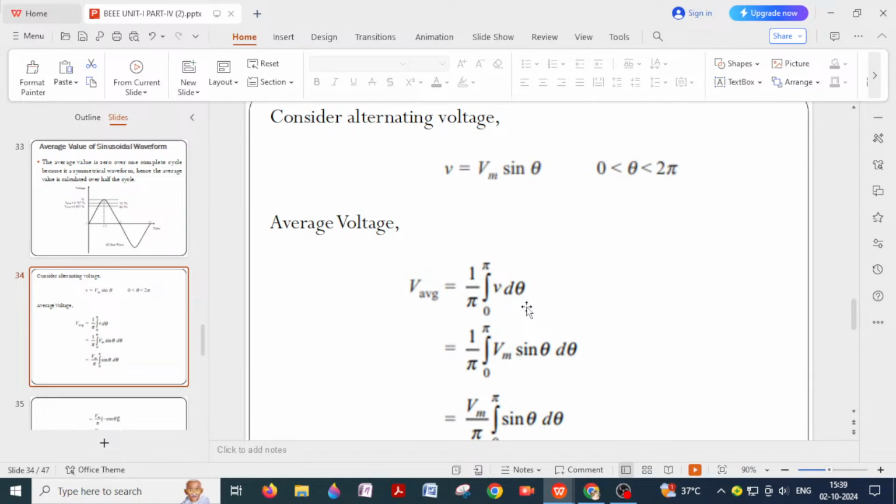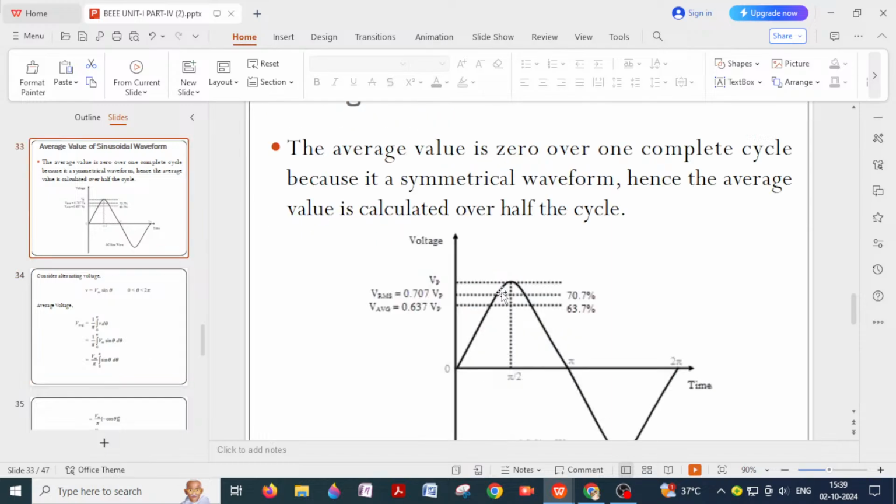So what is V? V is Vm sin theta. So instead of V, substitute Vm sin theta, and you will get 1 by pi integral of 0 to pi Vm sin theta d theta. Vm is the maximum value. The total half cycle is 0 to pi, and half of the half cycle is pi by 2. At pi by 2, whatever voltage you get, here I have written Vp. Vp means peak voltage, and Vm also means maximum voltage. Peak voltage or maximum voltage are the same.